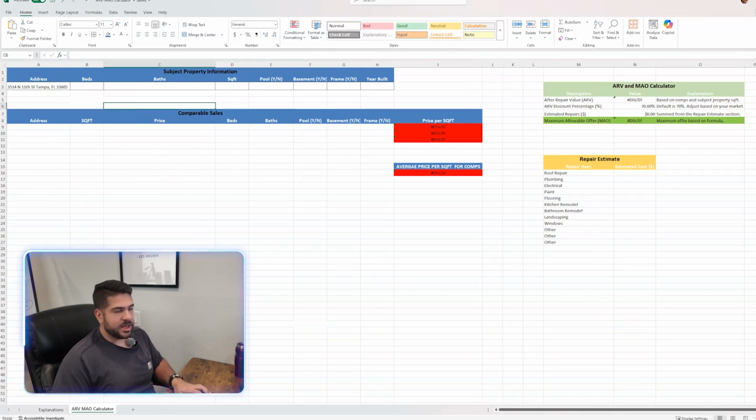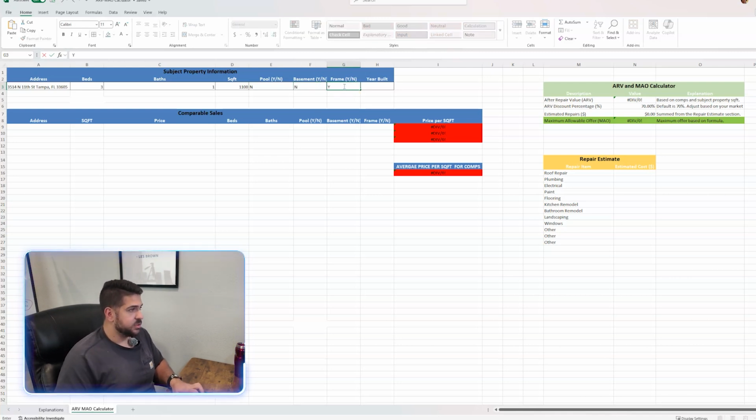All right, so let's just copy and paste all this basic information, the address, right? We got beds and bath. It's a 3-1. Square footage of our subject property is 1,100. No pool, no basement. Frame, yes. Year built, 1926. Okay, so that's that.